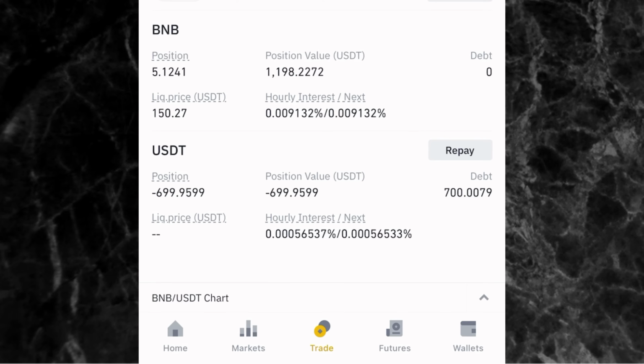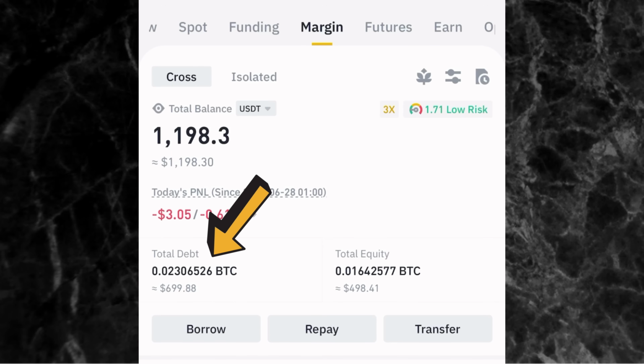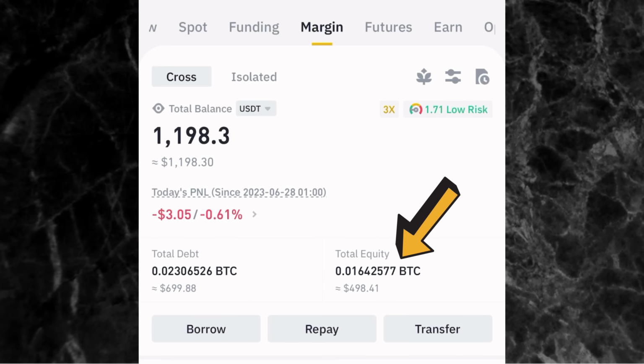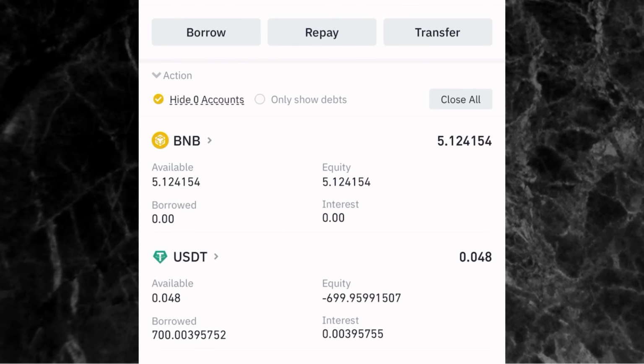Now, if you also want to monitor how your money is going up or down your margin wallet, just go to your wallet right here. And under margin wallet, you can see the total balance. So you can see under total balance, we have $1,200. And that's because we have $500 in our wallet and we borrowed $700. And you see your debt right here. Total debt is $699. And then total equity is $498. That is the amount you have personally. And then you can see the BNB you bought in your wallet. And you can see the USDT debt that you borrowed.